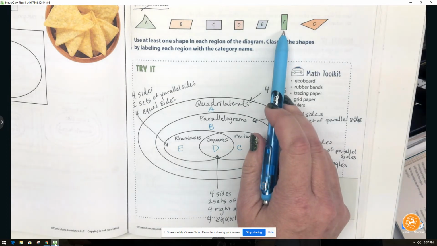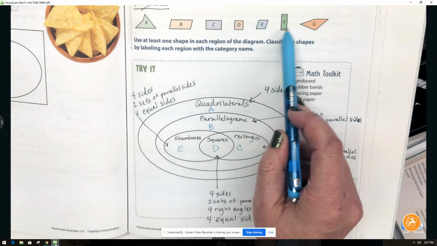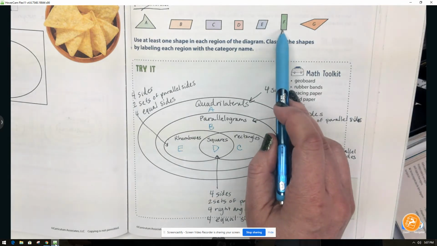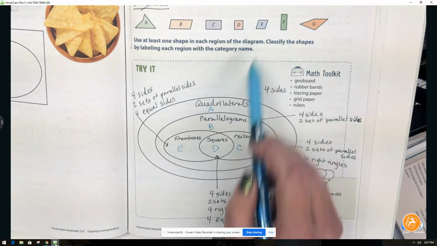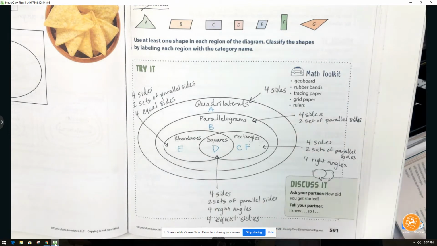All right, then we have shape F. Shape F has 4 sides. It has 2 sets of parallel sides. It has 4 right angles. Are they equal? No. So shape F is also a rectangle.